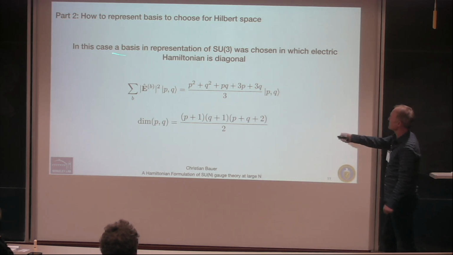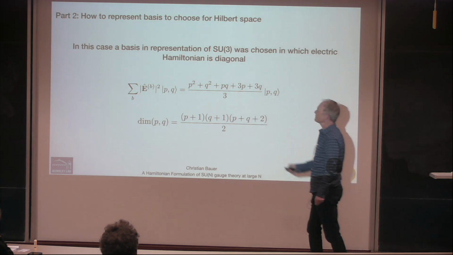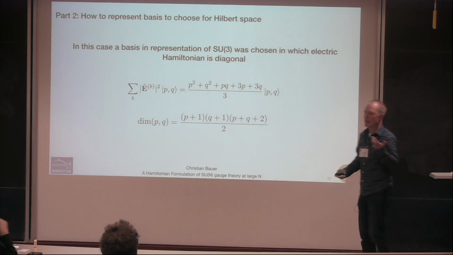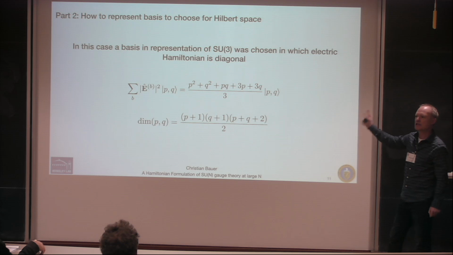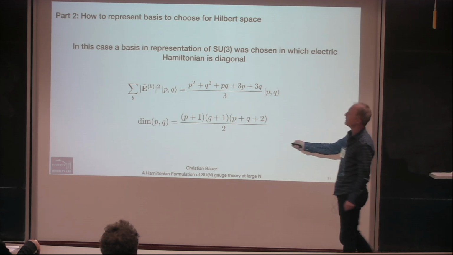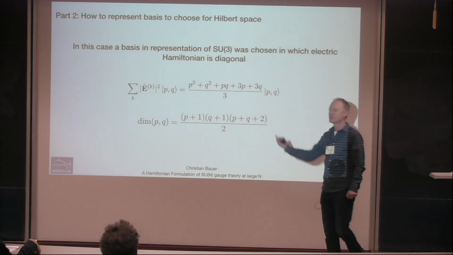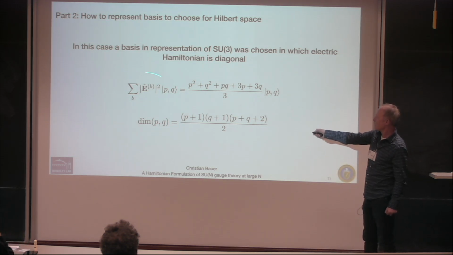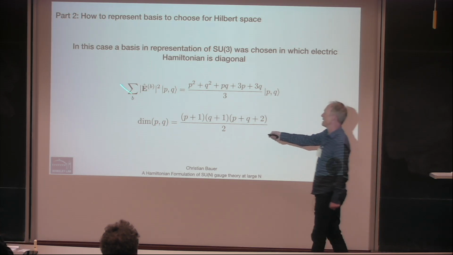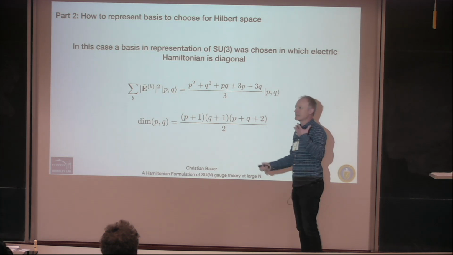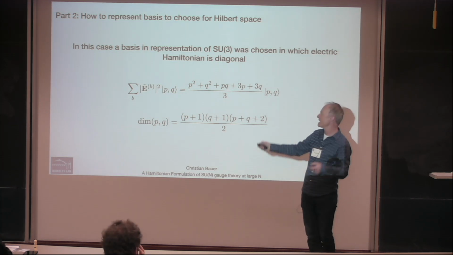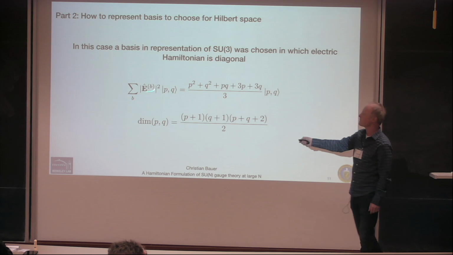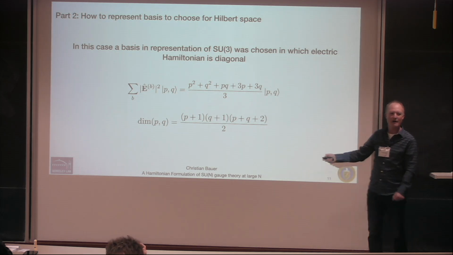The second question is, what is the basis you choose? And a very traditional basis that people use, mainly because gauge invariance becomes relatively simple, is to work in a basis where the electric Hamiltonian is diagonal. So you work in a basis where E squared is diagonal, and E is essentially a generator of the representation. So E squared is really the Casimir of the representation.